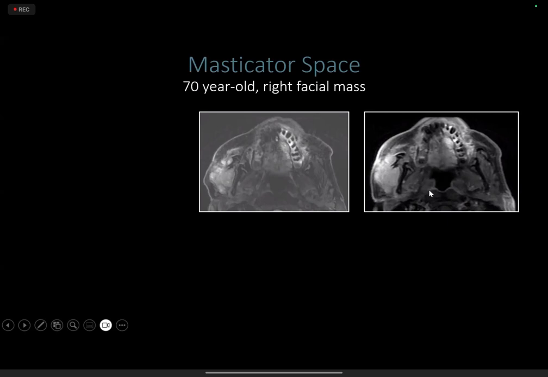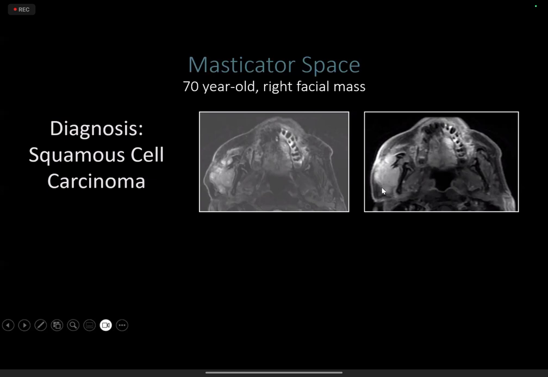Here's a patient that presented with a right facial mass. You can see this mass right here that's sitting right within the masseter muscle, that lateral aspect of the masticator space. Clearly, this lesion enhances right over here. And the diagnosis here was squamous cell carcinoma.